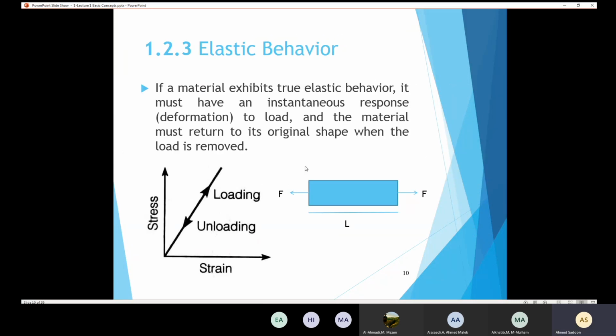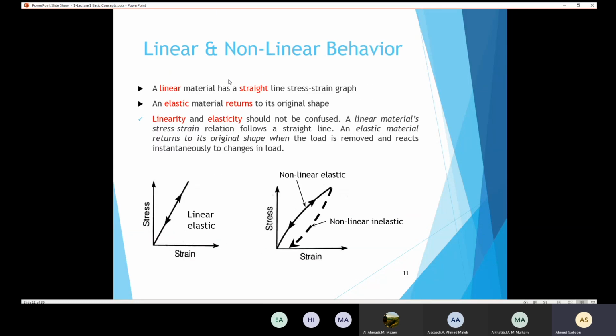So I'm going to stop here at that point. I'm going to give you a room to ask. But next time we are going to continue our discussion. We are going to discuss the elastic behavior, and we are going to know the difference between linearity and elasticity.